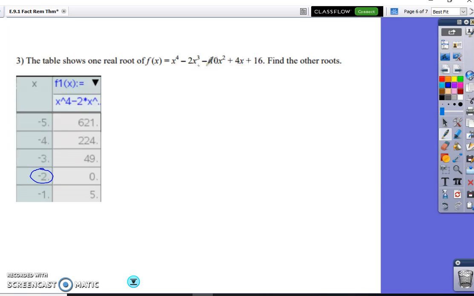Now, good luck trying to figure out how to factor that. What we're going to do is we're going to use synthetic division with our -2 to get rid of that. We're going to do our -2 synthetic division to make this into a smaller polynomial that we might be able to deal with.